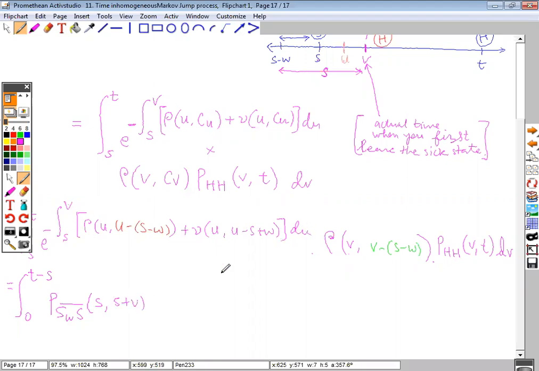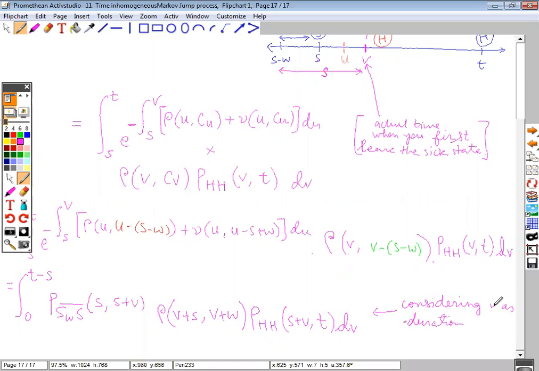So this is the first term. Then you have this rho here, which is again from V, so it's going to be V plus S. And here again, it will be S plus V minus S. So you only have V minus W, V plus W here. And then you have P, H, H, V, S plus V comma T, dV. Yeah, so this would be if you consider V as duration.